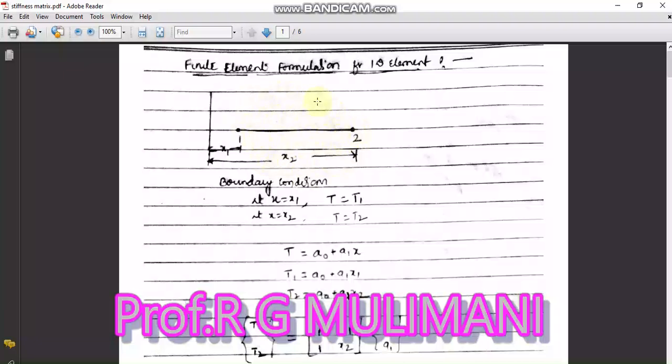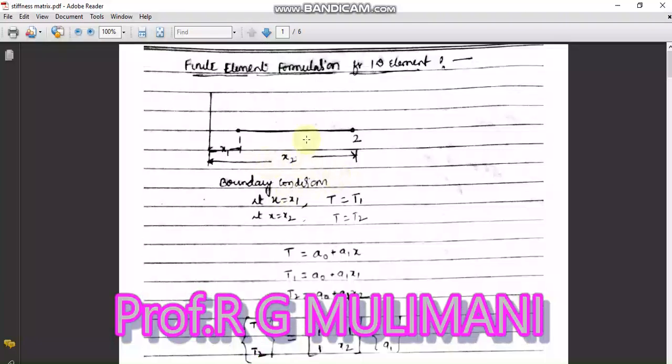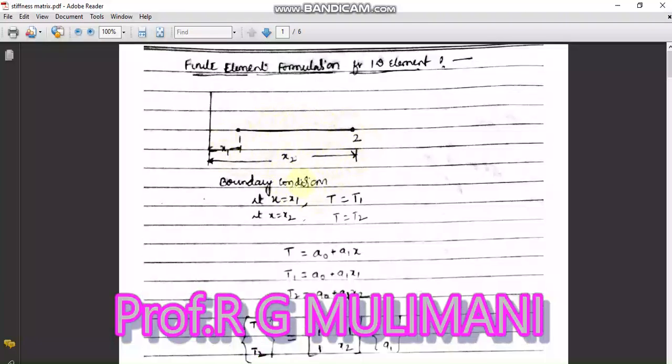Let us derive these shape functions in terms of the global or Cartesian coordinate system. So node 1 is at a distance x1 from the axis, and node 2 is at a distance x2 from the axis. The boundary conditions of this element are: at x equals x1, T is T1, and at x equals x2, that is the position of node 2, the temperature is T2. The field variable for the heat transfer is temperature.